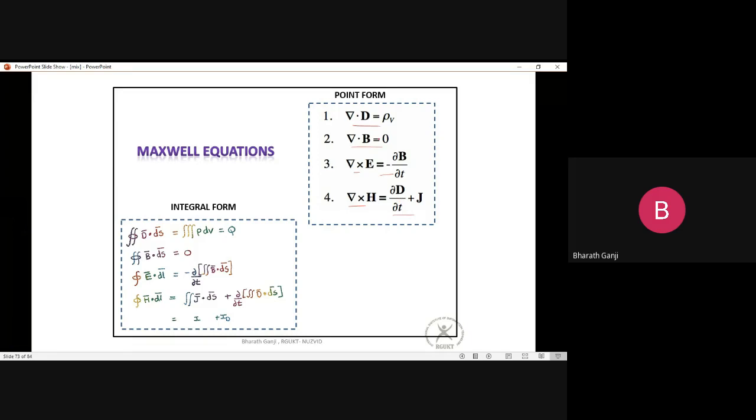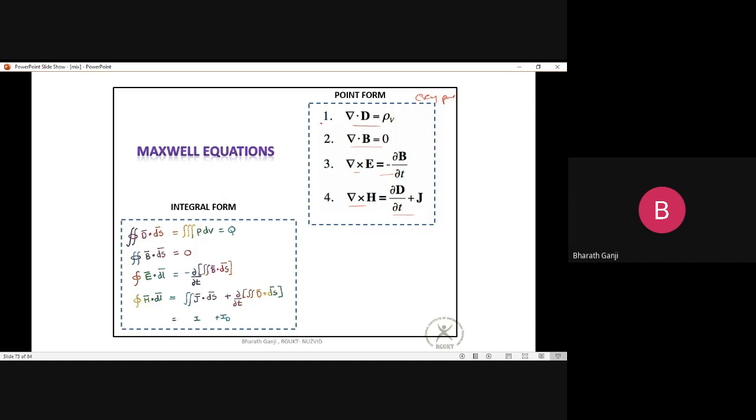These are all point forms, and these equations are valid at every point in space. At any point, if you want to know how the electric and magnetic fields are, you solve these differential equations, and you get the answer. Sometimes we also represent the same equations in integral forms.